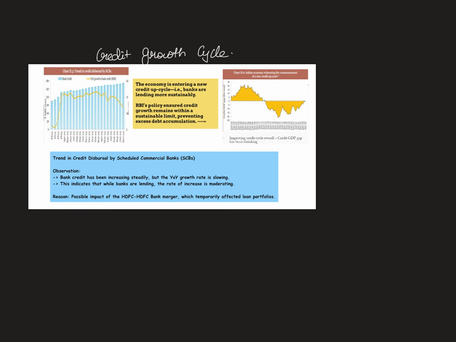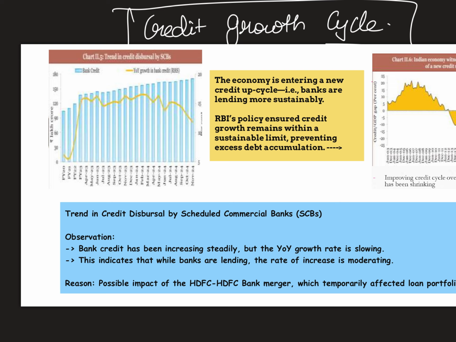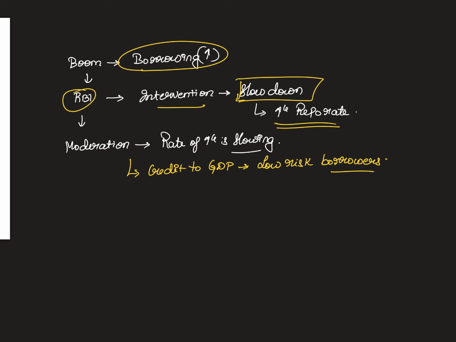The next concept that you need to know from the economic survey is the credit growth cycle. You can see in this image. This image is showing how the trend in bank credit disbursal is happening and highlights that there is a new credit upcycle. What does this mean? Let us examine. During an economic boom, borrowing will increase drastically. But after that phase, regulatory bodies like RBI will intervene and try to slow down the lending because it will become risky otherwise. How do they do that? By increasing the repo rates, etc.